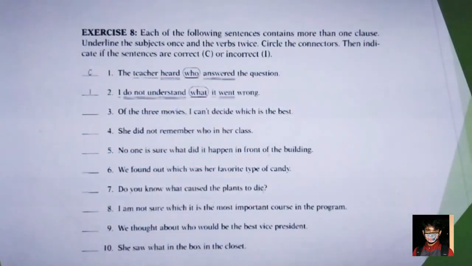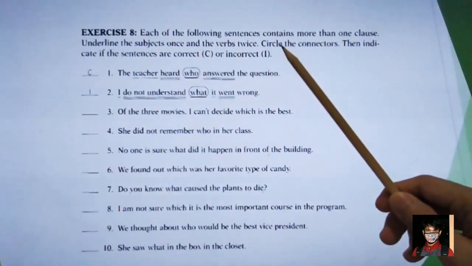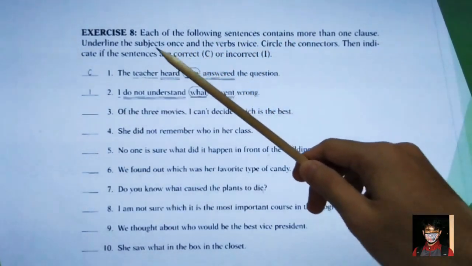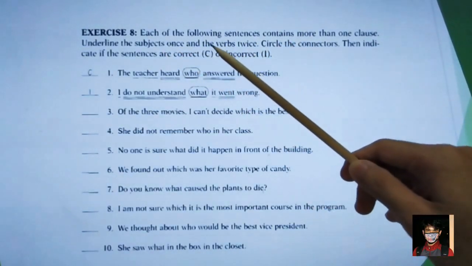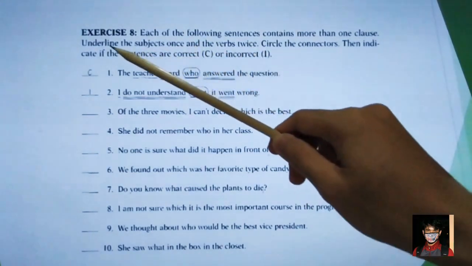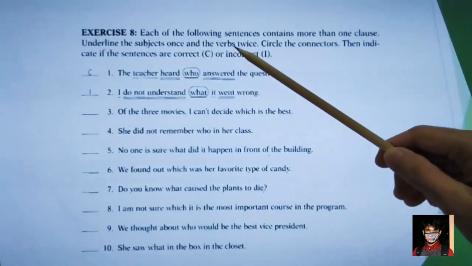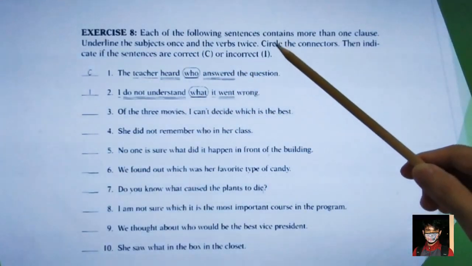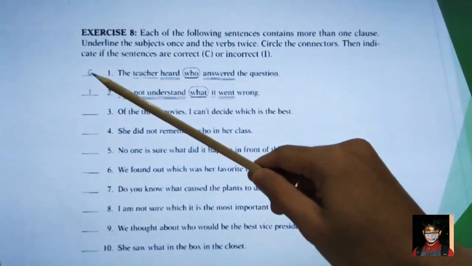Next we are going to talk about exercise 8, which is about noun clause connectors as subject. Take a look at the previous session: we still have the same pattern to answer these kinds of exercises. Still remember to circle the subject, underline twice for the verb, and make a circle for the connectors. So take a look at number 1.